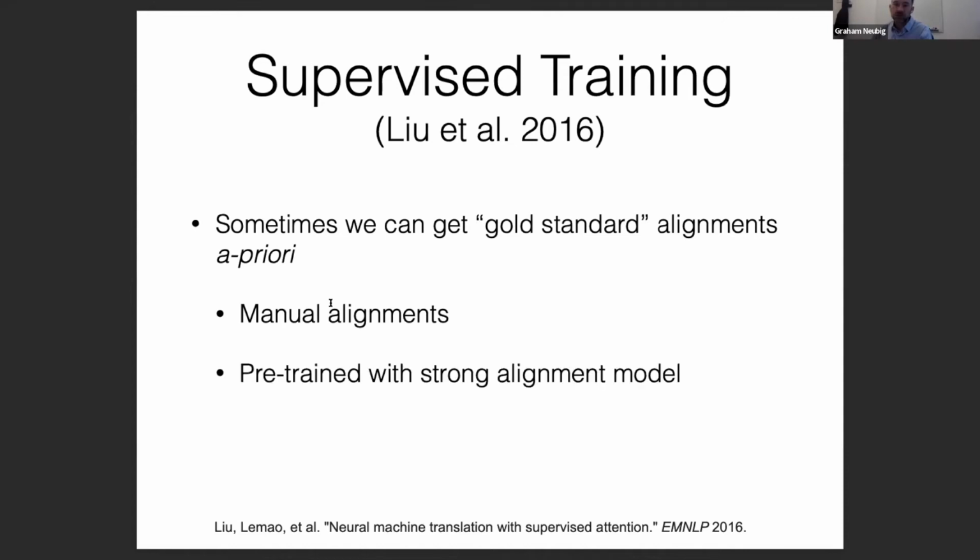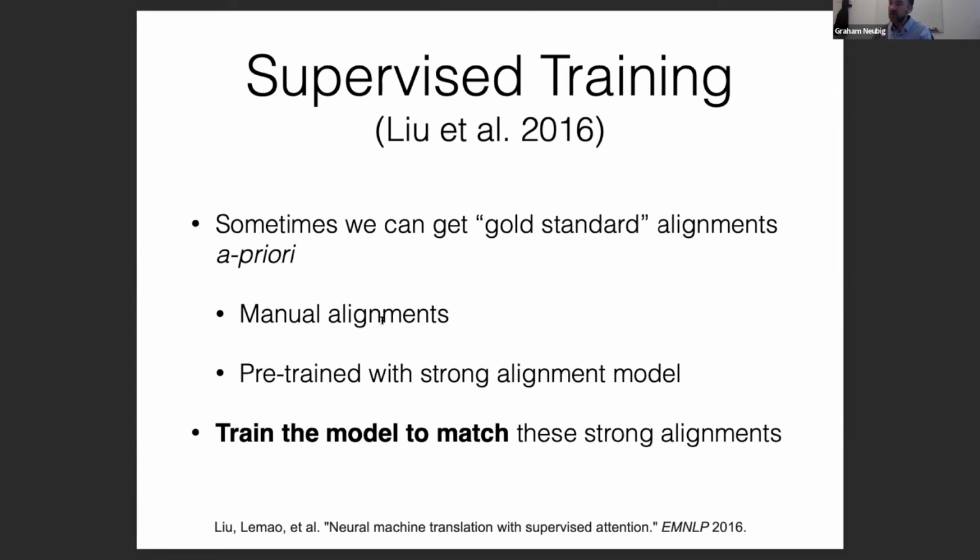Another way you can get gold standard alignments is by using a strong alignment model. So you might have an alignment model that was trained on manual alignments or something like this. And you could also use that to bootstrap the training of your model. And this can also improve accuracy overall by making sure that the model is attending to words that are actually aligned as well.